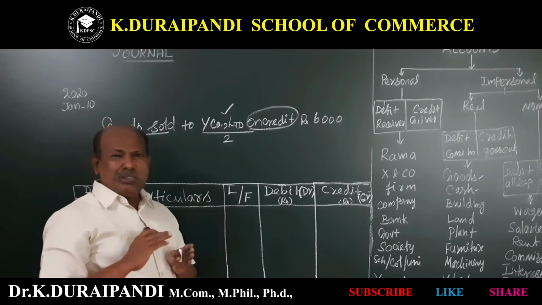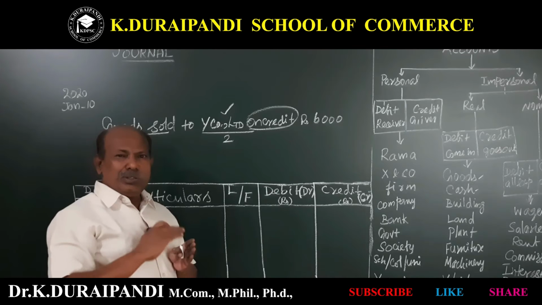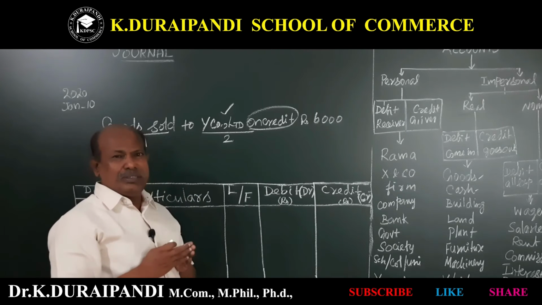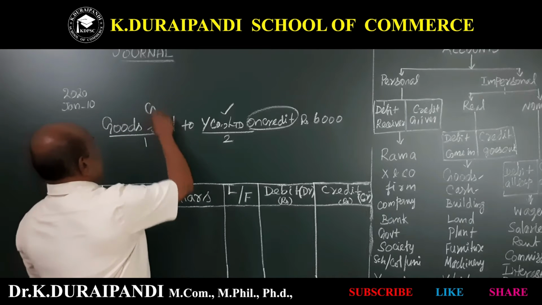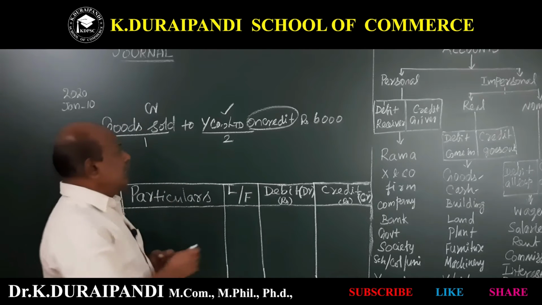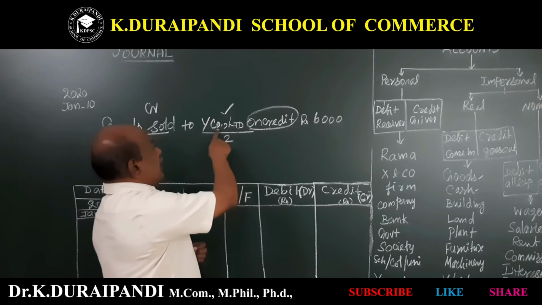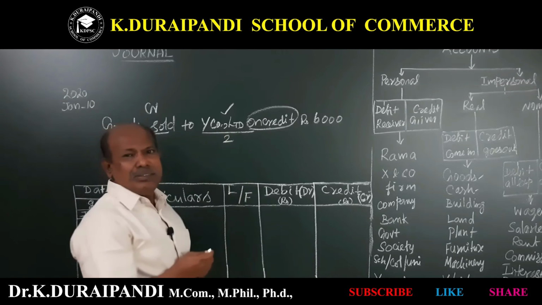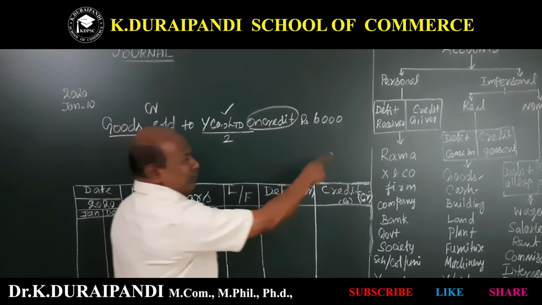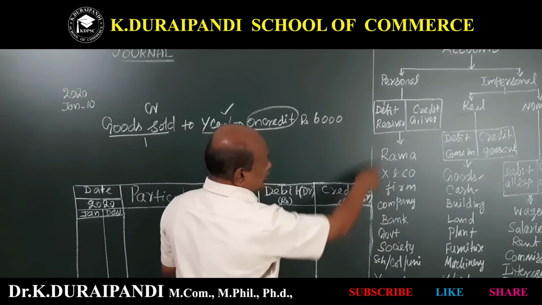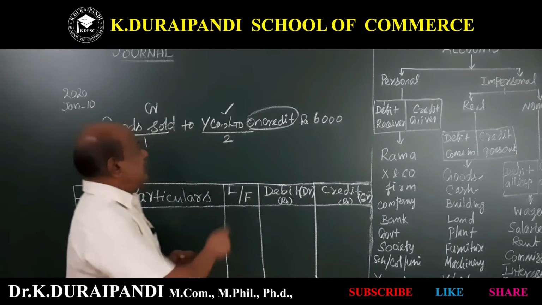Here goods sold means goods selling. Goods goes out of the business. So credit what goes out. It should be credited. Then come to another account, Y Company Limited. So it is a personal account. We see the rule of personal account: debit the receiver, credit the giver.